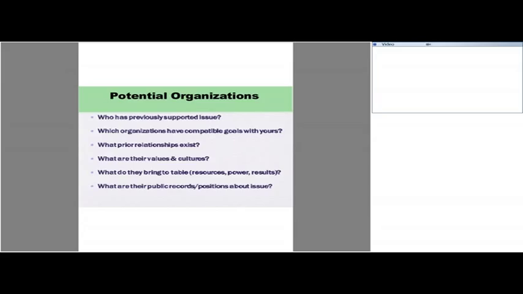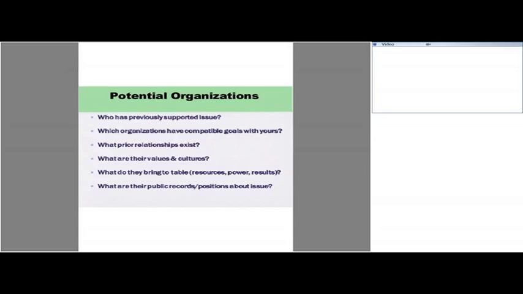So in thinking about the potential organizations, just like those folks sitting there at the table, you may begin to think, who has previously supported this issue in the past? That might be an organization or an individual that you want to recruit. Which organizations in the community have goals that are compatible with your coalition's goals? Do you have past relationships, positive or negative? Are there specific cultural elements that you need to think through, or values that are different that may affect how you work together? And then really, what do they bring to the table? What is it that they have that you need? And I'll go into this a little bit more. And finally, what do they publicly stand for out there?